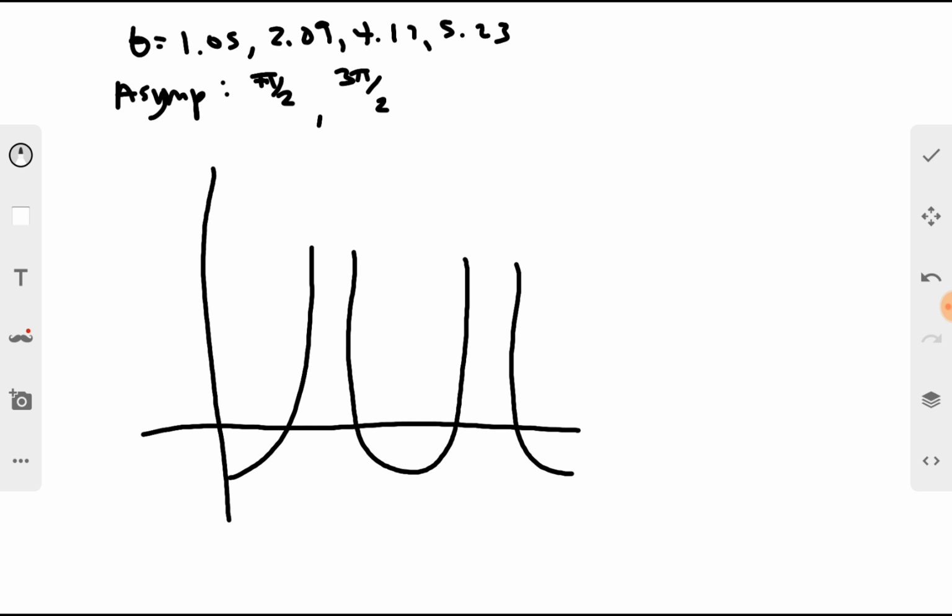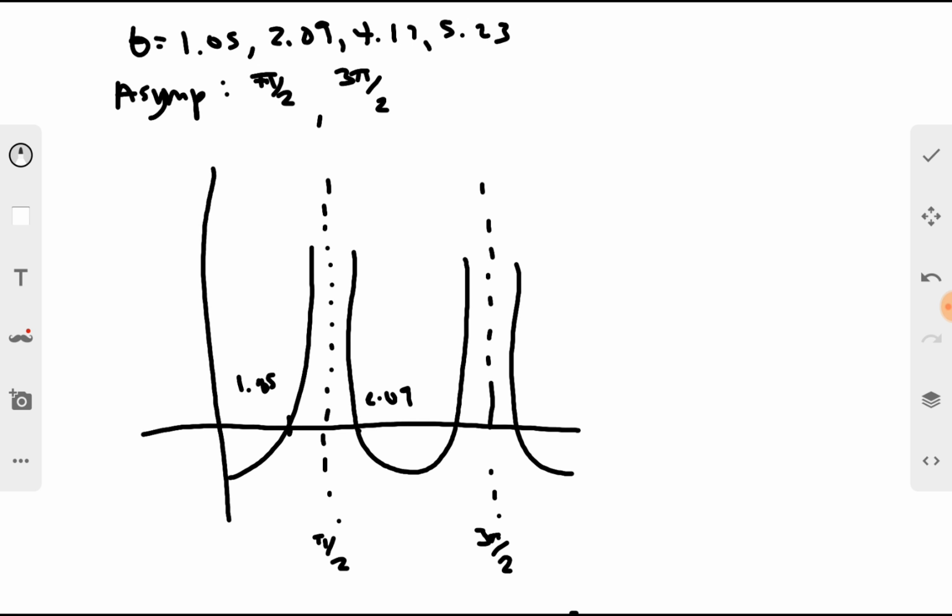Okay, so that's what the picture looks like, and we've got to make sense of this. So first of all, we can put in our asymptotes. Okay, so that's at pi over 2 and 3 pi over 2. All right, and then we would also put in all of our zeros. So the first one is 1.05. The second one is 2.09. Sorry, it's hard to write that small.